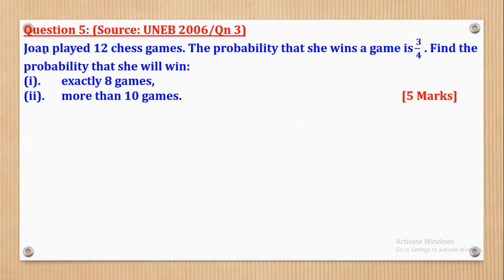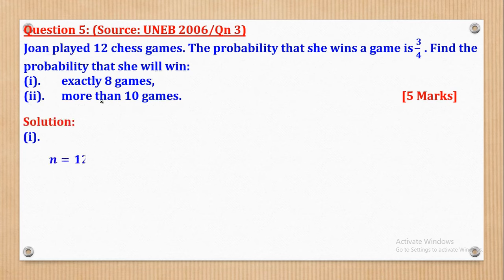So that was question 4. Now we shall go to question 5, which came from UNEB 2006, paper 2, question 3, and says Jane played 12 chess games. The probability that she wins a game is 3/4. Find the probability that she will win Roman 1, exactly 8 games, and Roman 2, more than 10 games.